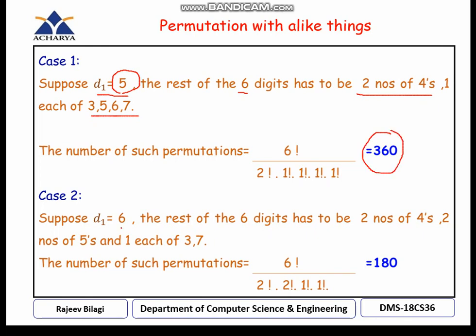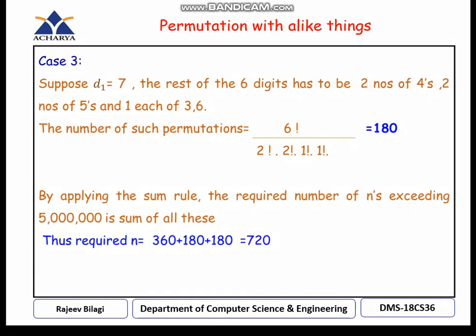Similarly, case 2: if the number starts with 6, the rest of the digits should be two 4s, two 5s, and one each of 3 and 7 in the given list. So it will be 6 factorial divided by 2 factorial into 2 factorial into 1 factorial into 1 factorial. Again, it will give you 180. So this is with respect to case 2.